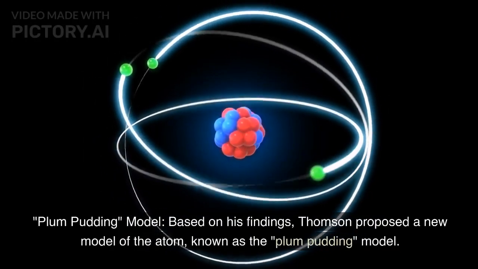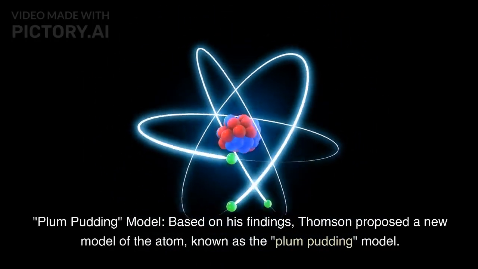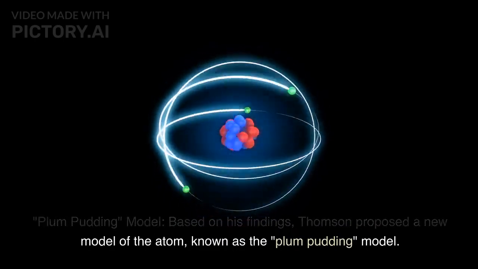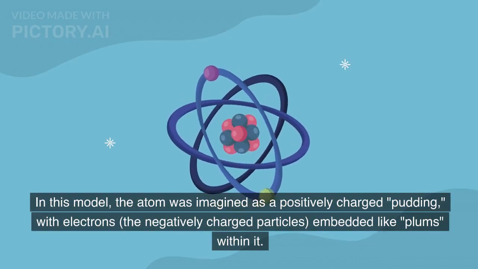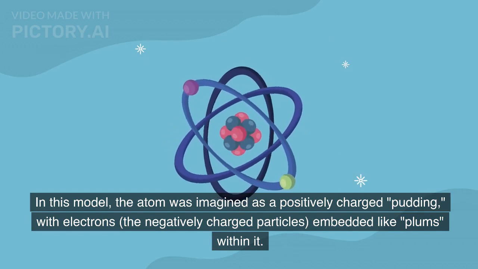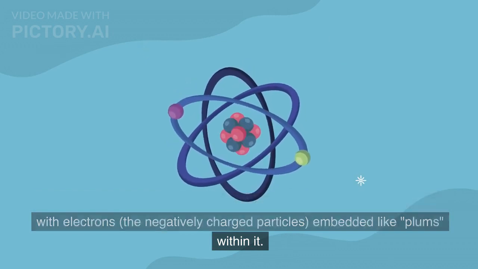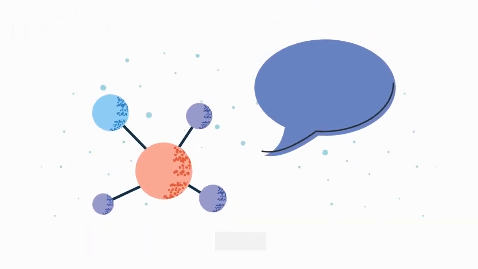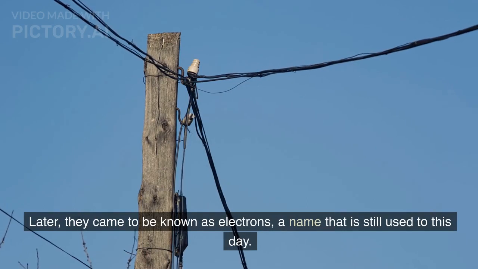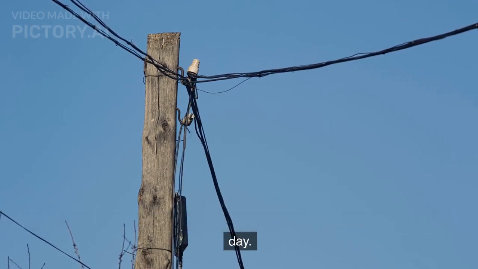Plum pudding model. Based on his findings, Thomson proposed a new model of the atom, known as the plum pudding model. In this model, the atom was imagined as a positively charged pudding, with electrons, the negatively charged particles, embedded like plums within it. Naming the particle. Thomson referred to these particles as corpuscles initially. Later, they came to be known as electrons, a name that is still used to this day.